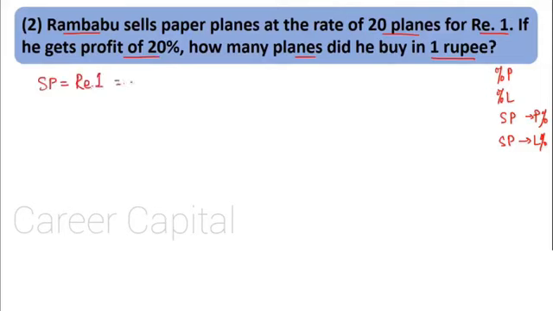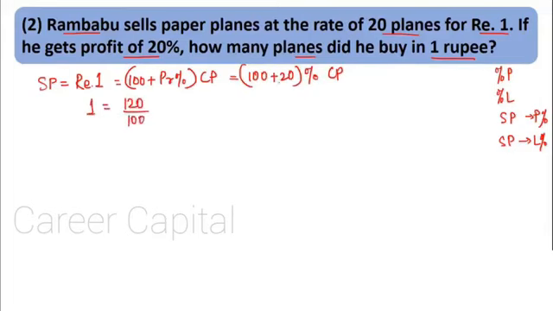Since he gets a profit, the selling price would be given by 100 plus the profit percentage, taken as a percent of the cost price, because we do not know what the cost price is right now. So 100 plus 20. So 1 would be equal to 120 upon 100 times the cost price. Why? We get 120%, and a percentage is converted to a normal fraction by dividing by 100, multiplied by the cost price. So the cost price becomes 100 upon 120 rupees.